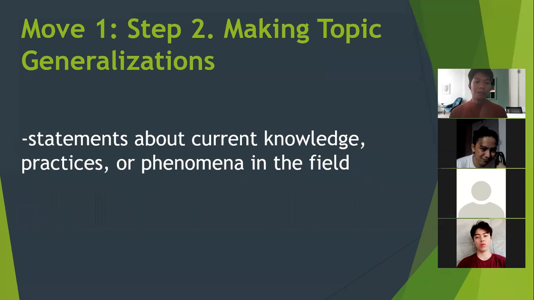Okay, step 2, move 1, making topic generalizations. It's about statements of current knowledge, practices, or phenomena in the field. So in this particular step, you need to provide the claims and findings of the authors or experts of your topic or the field of your interest, which means that you need to provide related literature and related studies.